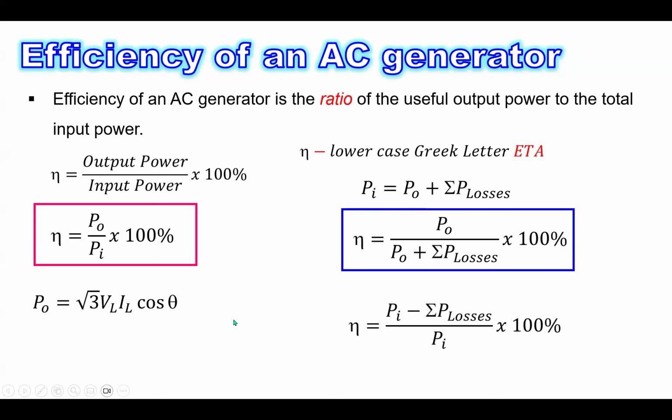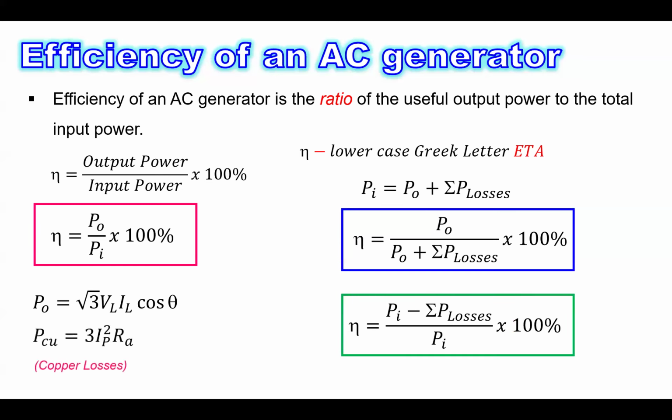So, on the other hand, pwede rin natin siyang express using this formula: the input power minus the summation of the power losses all over the input power multiplied by 100%. For the copper losses, that is equals to 3 multiplied by the square of the current multiplied by the armature resistance. While for the field winding losses, that is equals to P sub F is equals to the field voltage multiplied by the field current, or simply I squared multiplied by RF, or simply V squared over RF.